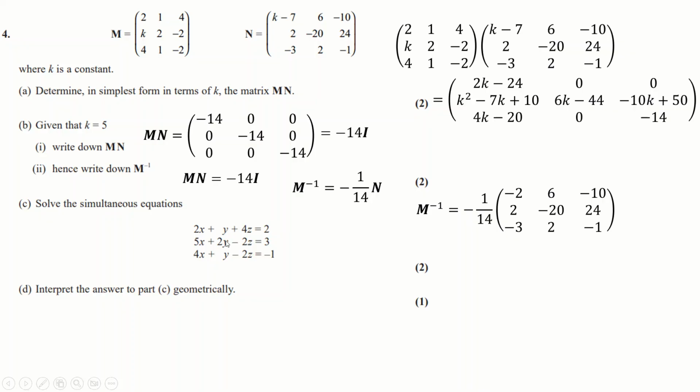Solve the simultaneous equations. Now notice that all of these coefficients just perfectly make the matrix M as long as k is 5, which we've already dealt with. So we put k as 5 into there, and we have this, x, y, z, and then these are the answers.